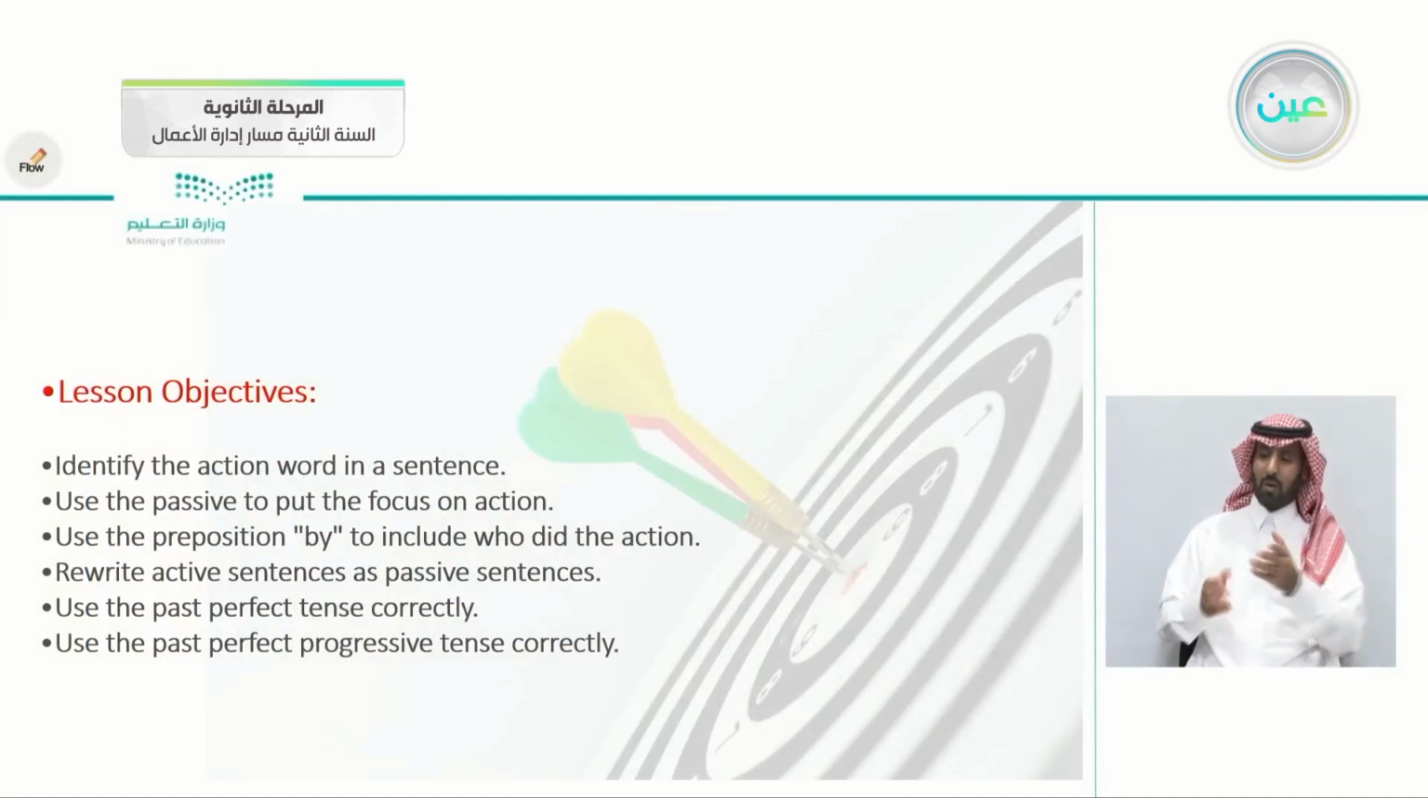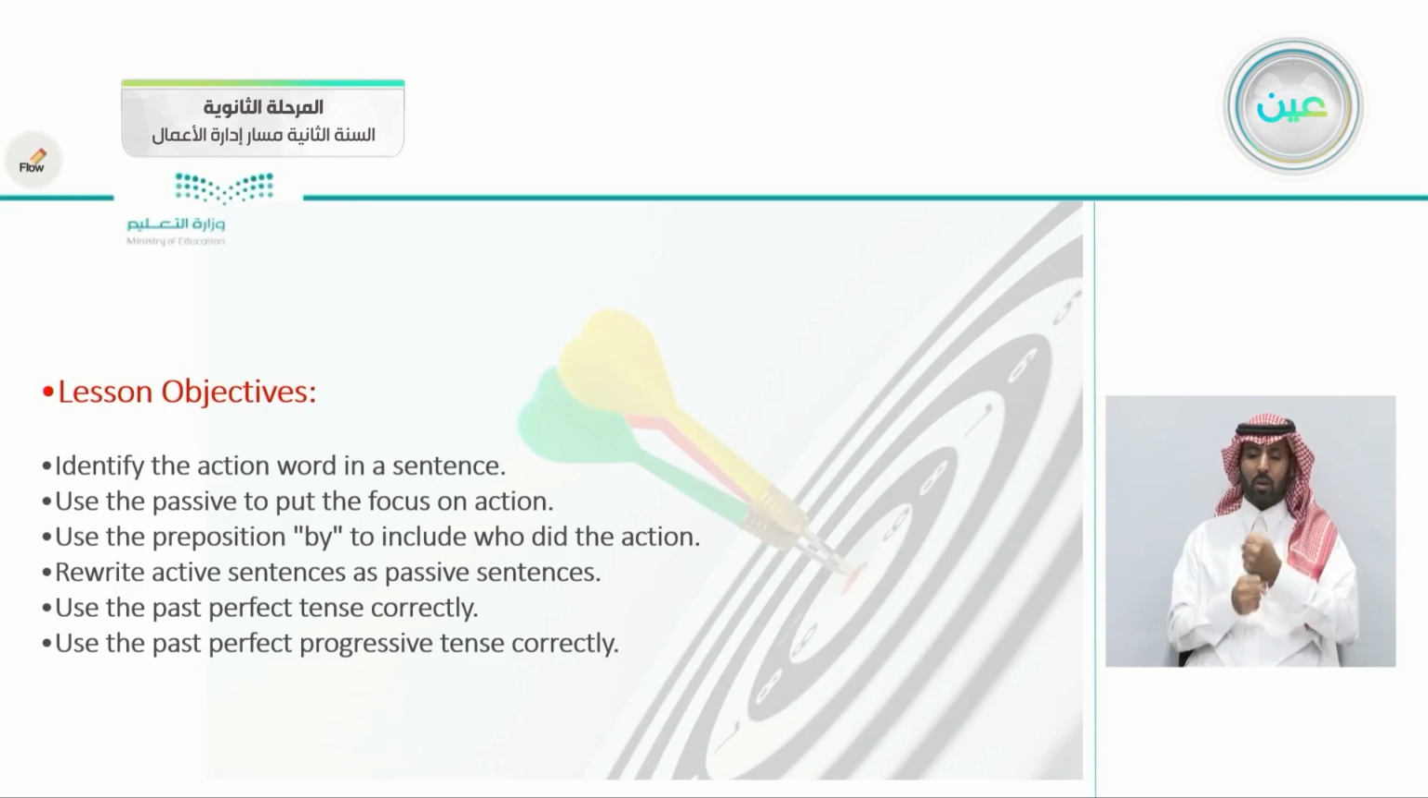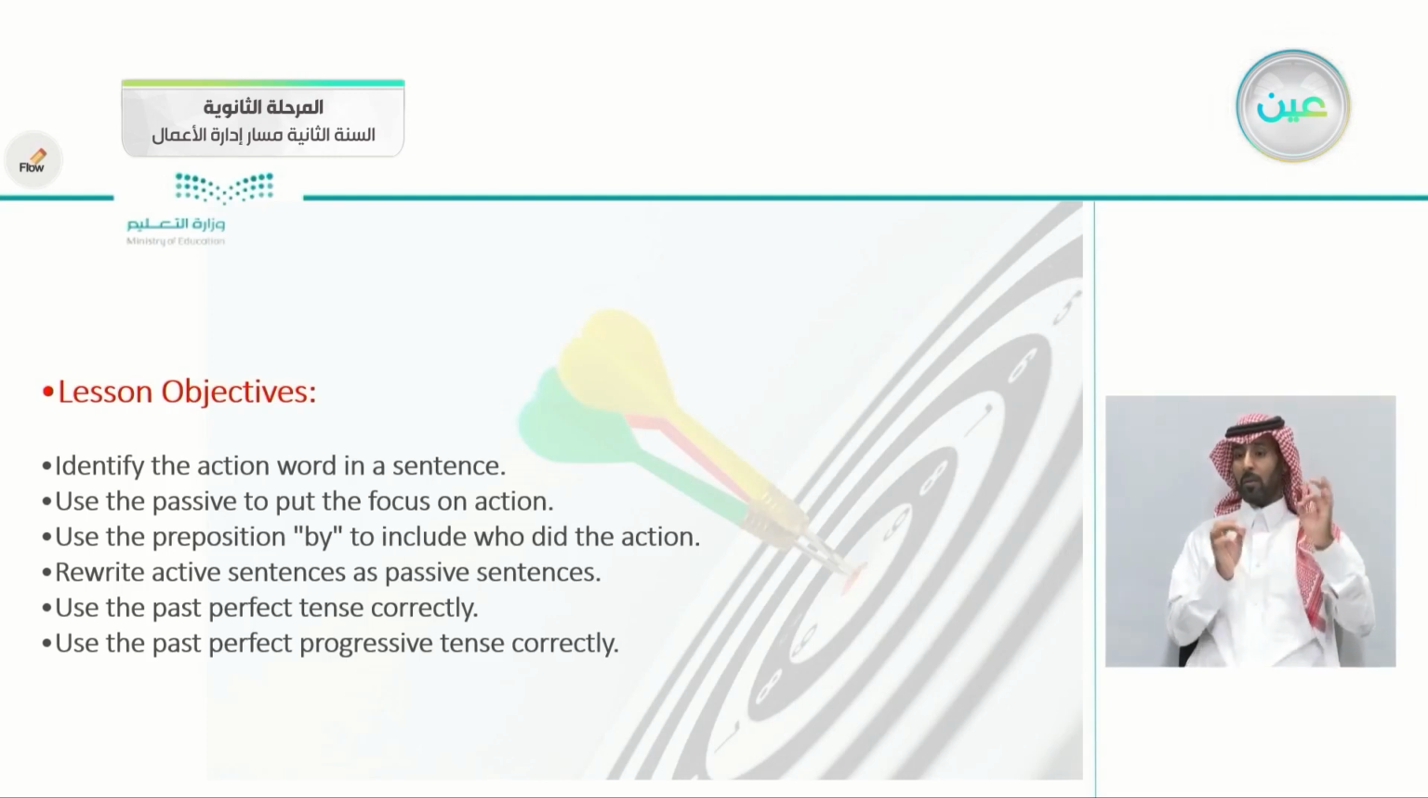So these are today's objectives from our grammar lesson. The first one is to identify the action word or the verb of the sentence. Use the passive to put the focus on the action. We usually use the passive to put the focus on the action. Use the preposition by to include who did the action. Rewrite active sentences as passive sentences. Use the past perfect tense correctly. Use the past perfect progressive tense correctly.